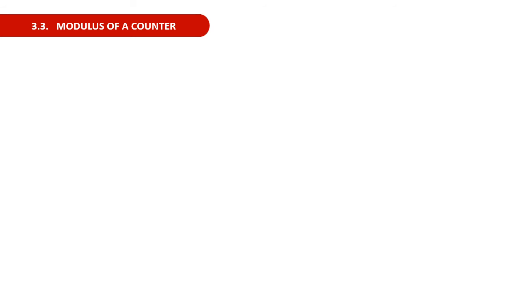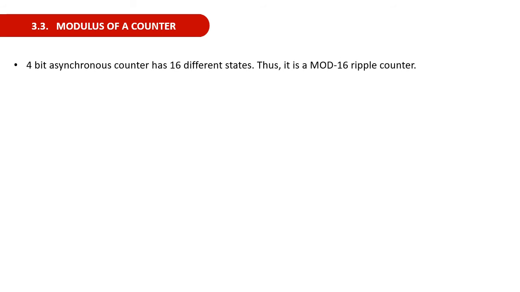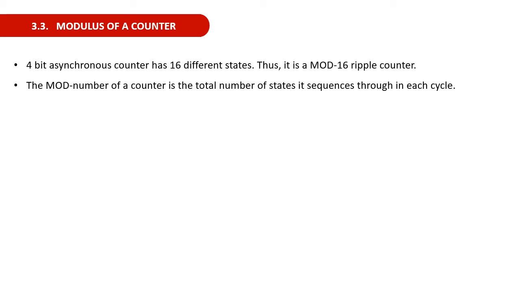Next is one of the terms associated with this counter, known as the modulus of a counter. It indicates the number of states present for the counter. Now, if you take the 4-bit asynchronous counter, it has 16 different states. So you can say that the 4-bit asynchronous counter is a mod 16 ripple counter or a mod 16 asynchronous counter. The mod number indicates the number of states present for that particular counter.